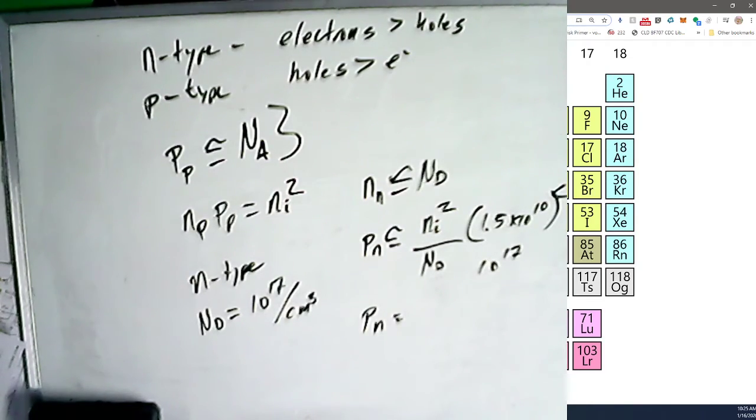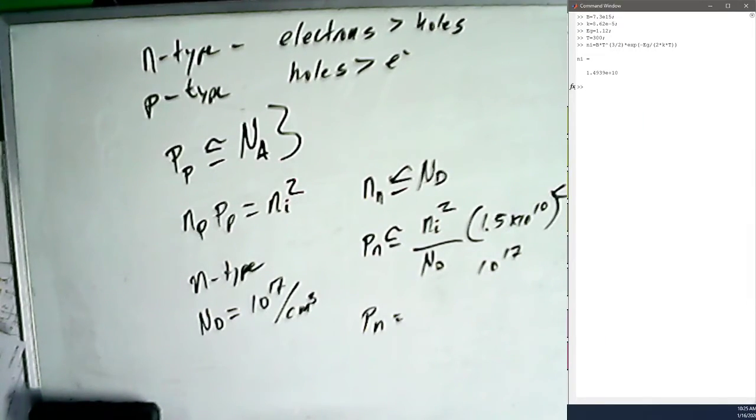And so I'm going to go back over to my MATLAB. And I can get there. And so now that we have Ni already programmed in, I'm going to say Nd for this one is equal to 10 to the 17th. Okay, Ni to the second divided by Nd. There we go. Not many at all.